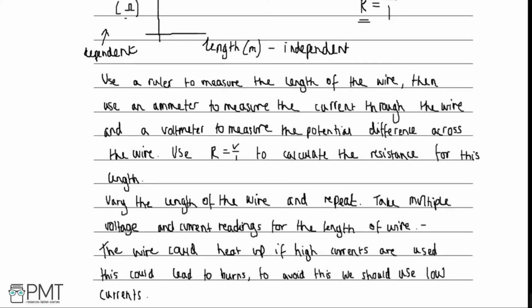After we've taken repeat readings for both the current and the voltage, and then calculated a resistance for each length of wire, we then need to plot resistance against length.